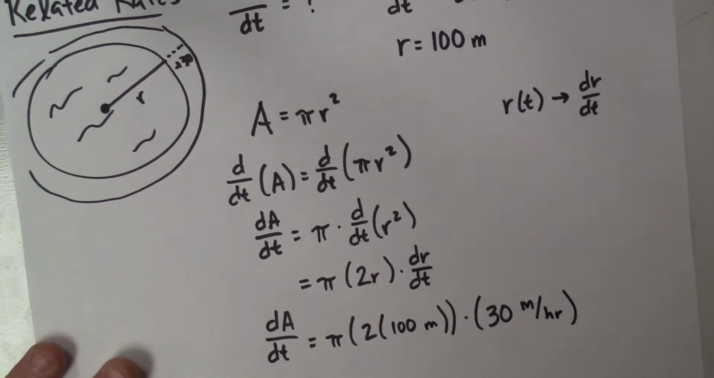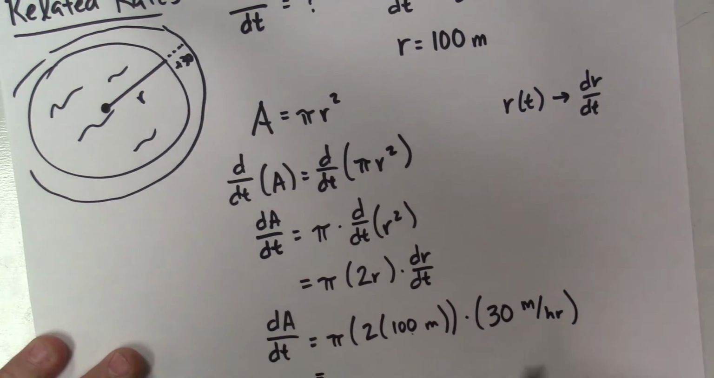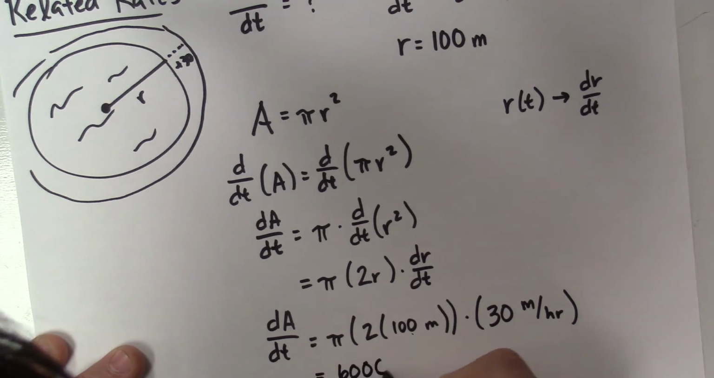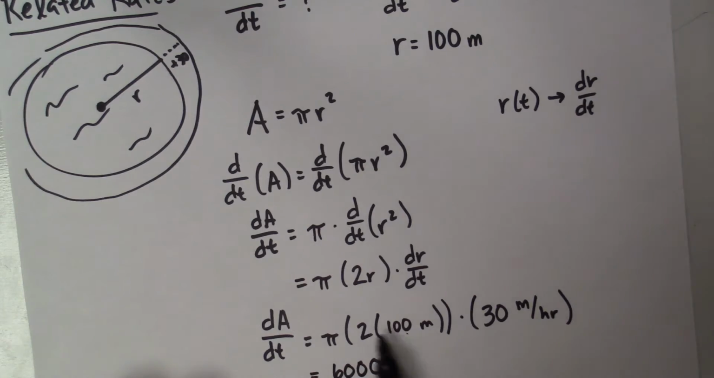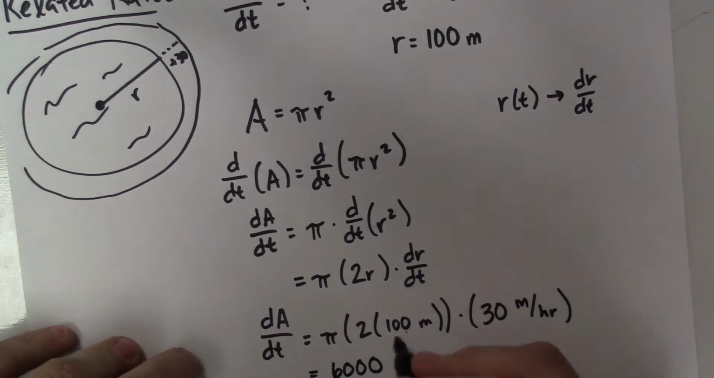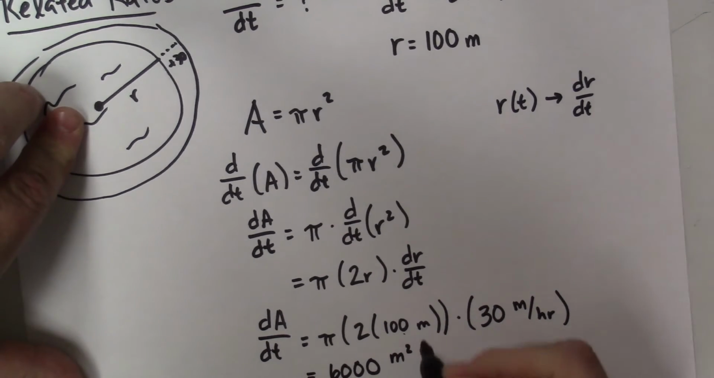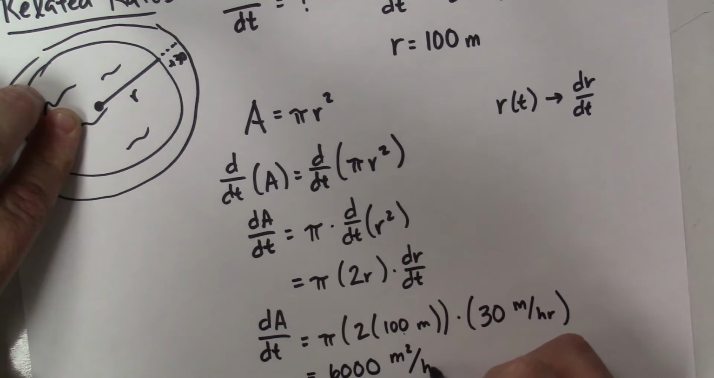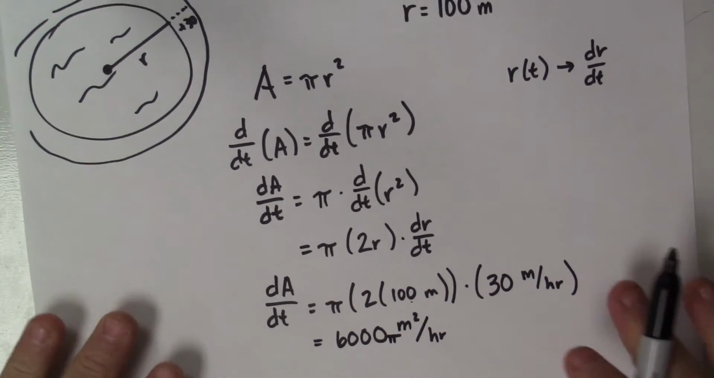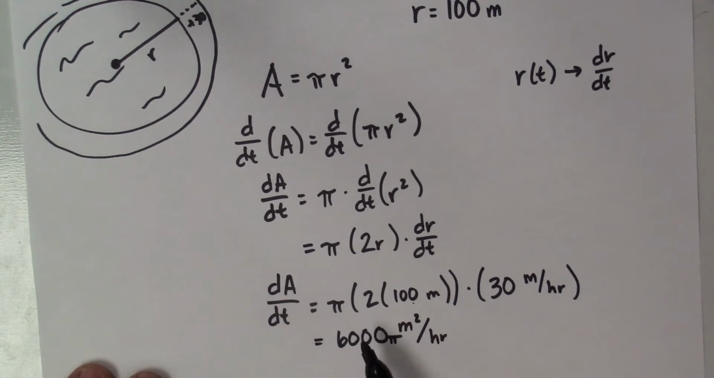Okay, well, multiply all that together. 2 times 100 is 200, times 30, 6,000. Notice this is area, so I should have meters squared per time. So every hour, an additional 6,000 pi square meters.